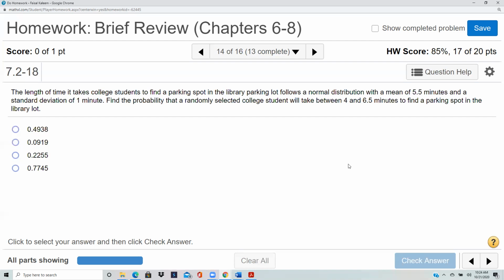The length of time it takes college students to find a parking spot in the library lot is normally distributed with mean 5.5 and standard deviation 1. Find the probability that a randomly selected college student will take between 4 and 6.5 minutes to find a parking spot. So what do we do?